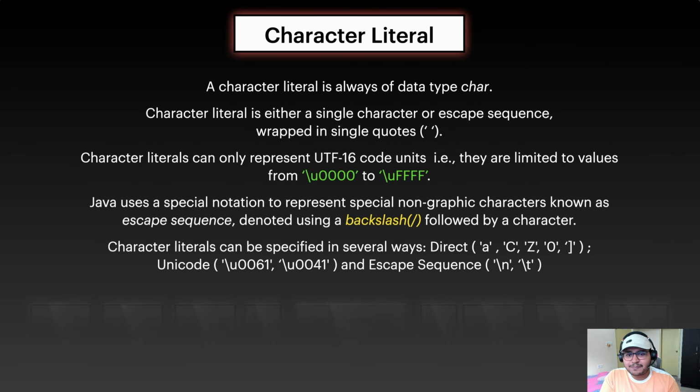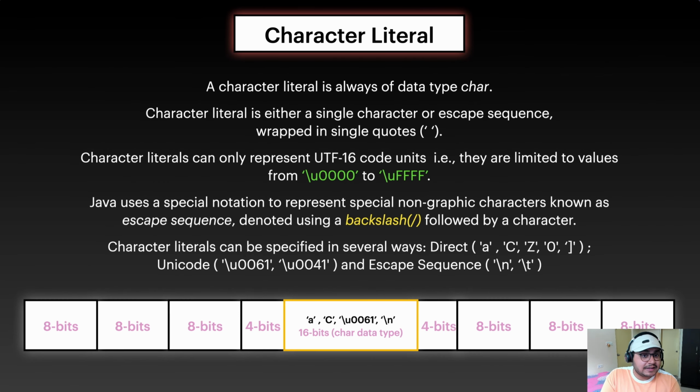Character literals can be specified in several ways, like using a direct character enclosed in single quotes like capital C, or by using their Unicode representation like \u0061, or by using escape sequences for certain special characters like \n for new line and \t for tab.